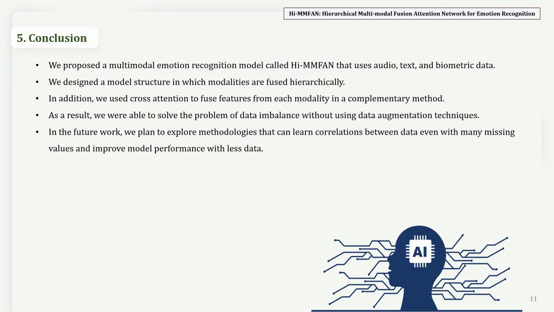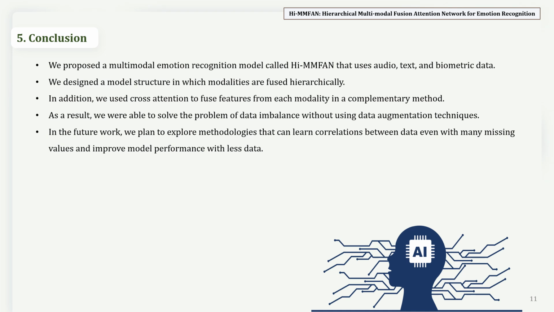Conclusion. We propose a multimodal emotion recognition model called HIMMFAN that uses audio, text, and biometric data. We designed a model structure in which modalities are fused hierarchically. In addition, we used cross-attention to fuse features from each modality in a complementary manner. As a result, we were able to solve the problem of data imbalance without using data augmentation techniques.